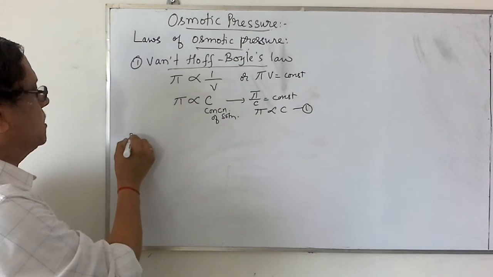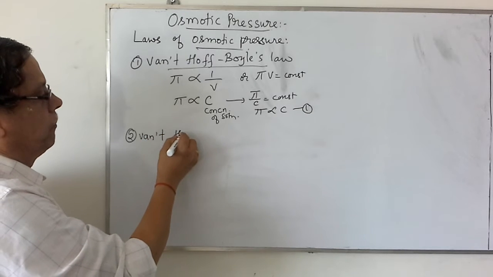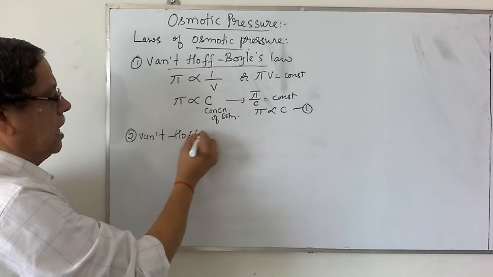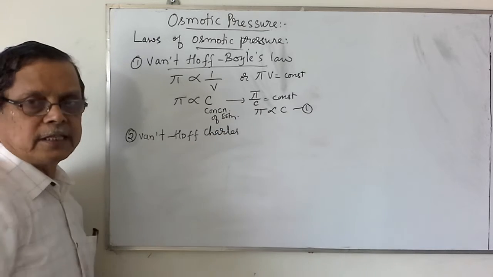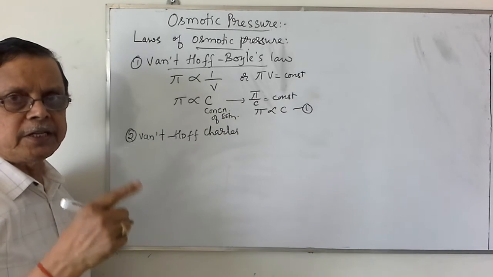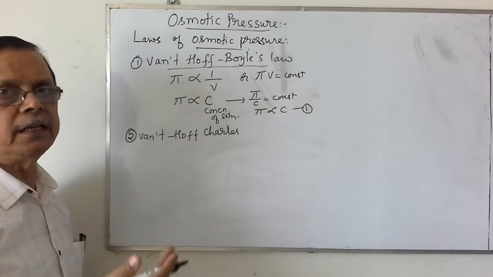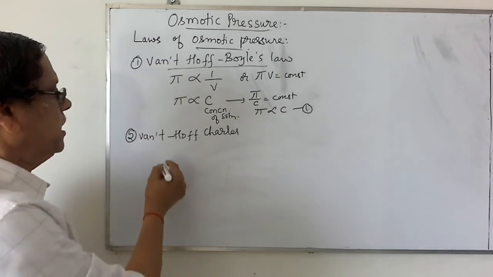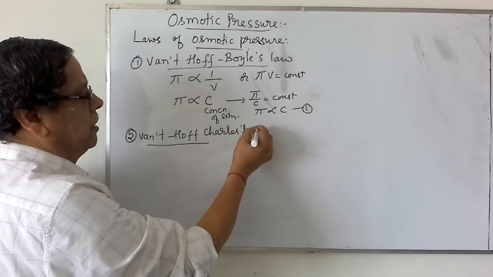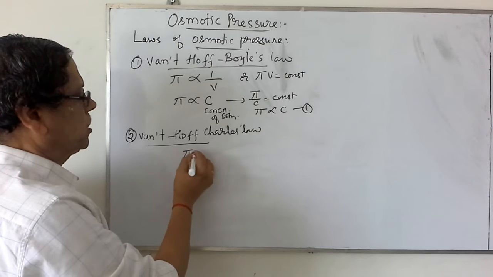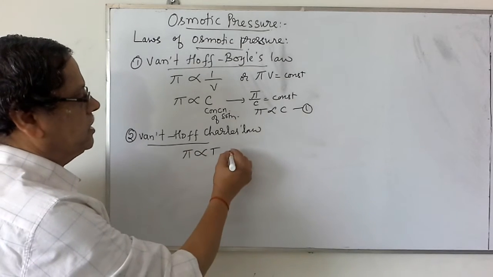The second one is Van 't Hoff-Charles law. We know that in case of the Charles law, the pressure of the gas is directly proportional to temperature. As the temperature increases, pressure increases. In a similar way, we can write this Van 't Hoff-Charles law as the osmotic pressure of the solution is directly proportional to temperature. Let us say this is equation number 2.